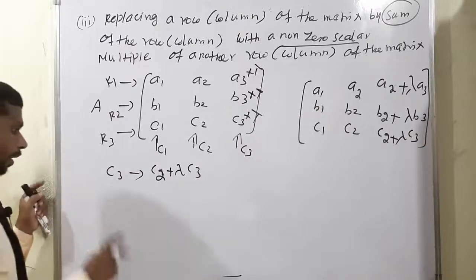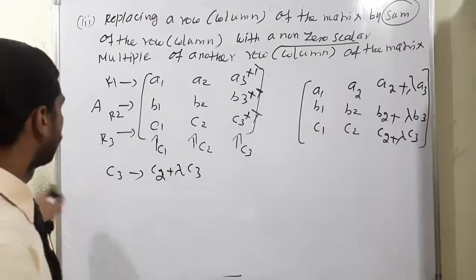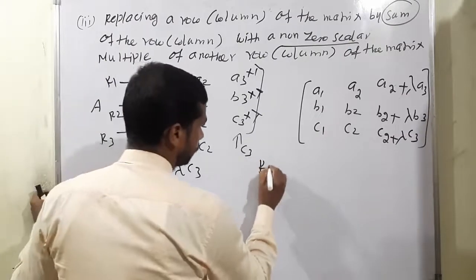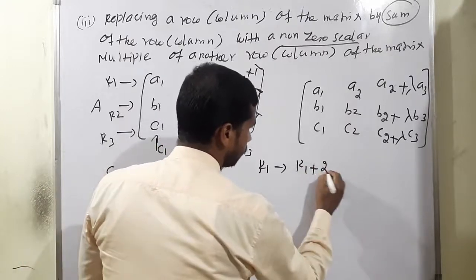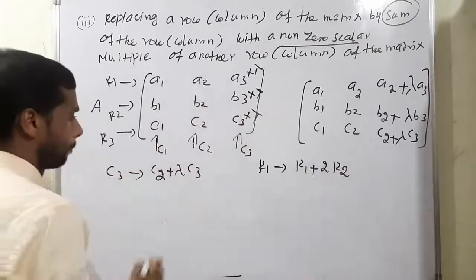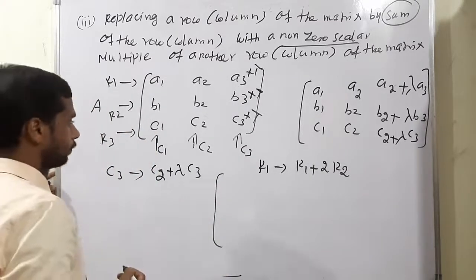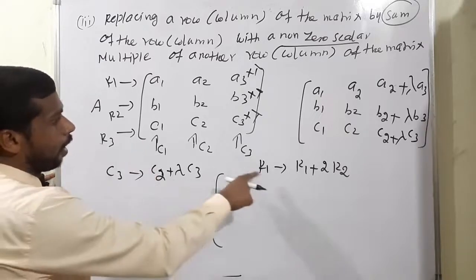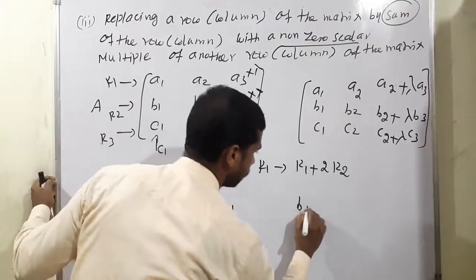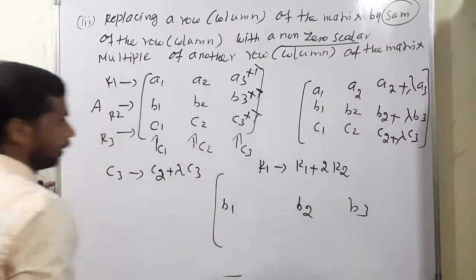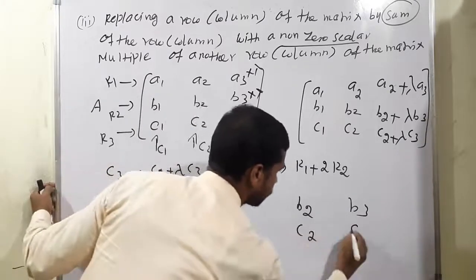This is applying for column. The same thing applied to any row means what will happen? R1 becomes R1 plus 2 into R2. So now R1, R2, R3 as it is. So B1, B2, B3 as it is. Then R3 also as it is, C1, C2, C3.